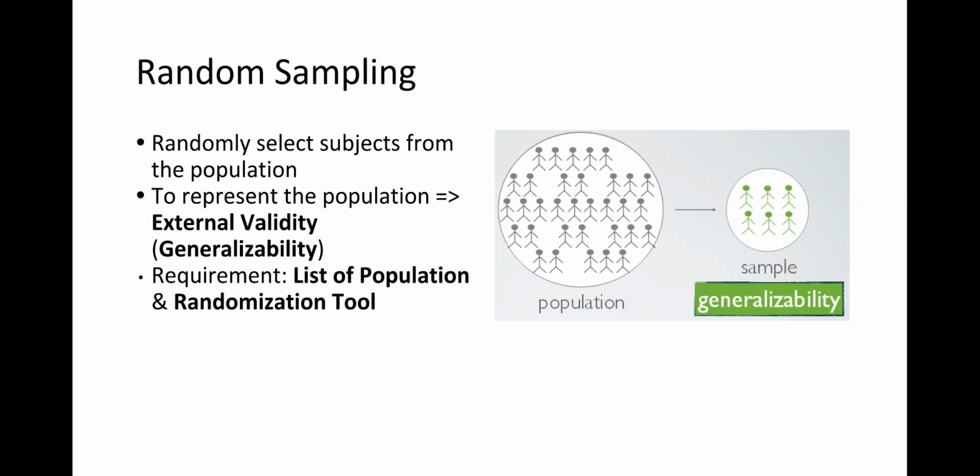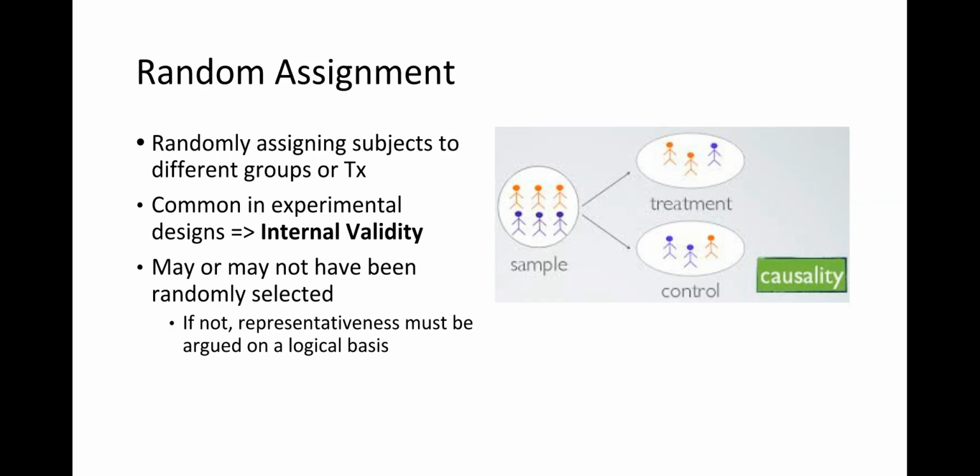Okay, the key interest in this step is generalizability. Key interest of random assignment is what? Internal validity, causal inference related to independent variable and dependent variable, specifically experimental variable. Okay.